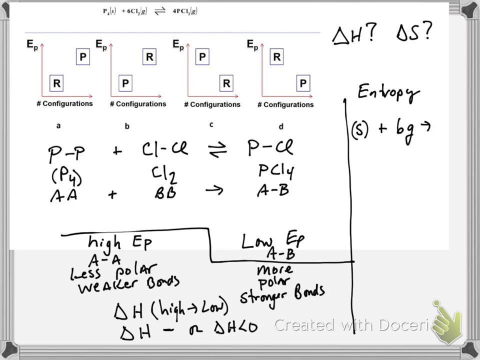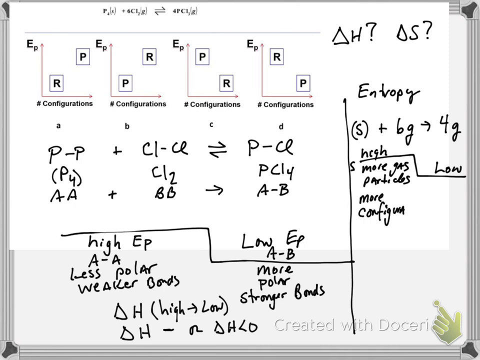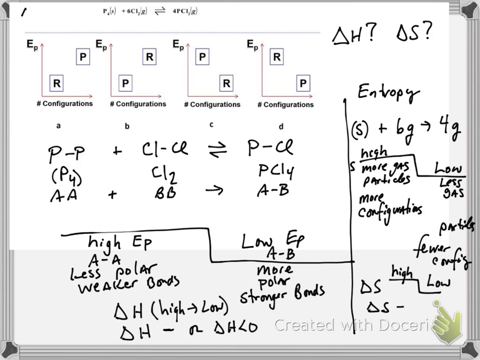And again, phase is the main consideration. We have a solid, which we pretty much ignore. 6 gases going to 4 gases, high to low. Same trend in terms of delta S, but for different reasons, because it's gas particles, but it's still going from high to low. That means the change here is also negative. Remember, more gas particles means more configurations, less particles means fewer configurations. And since we're going that way, high to low, delta S is negative.